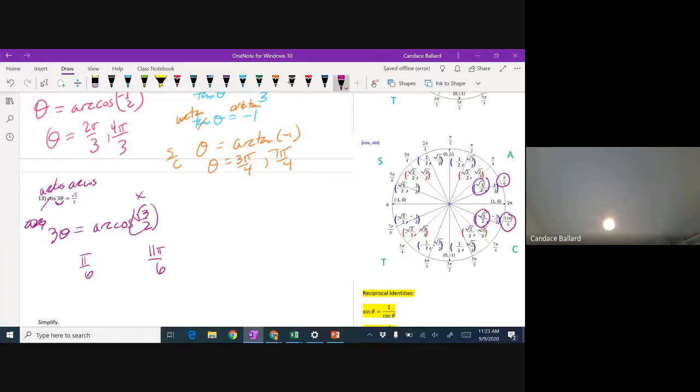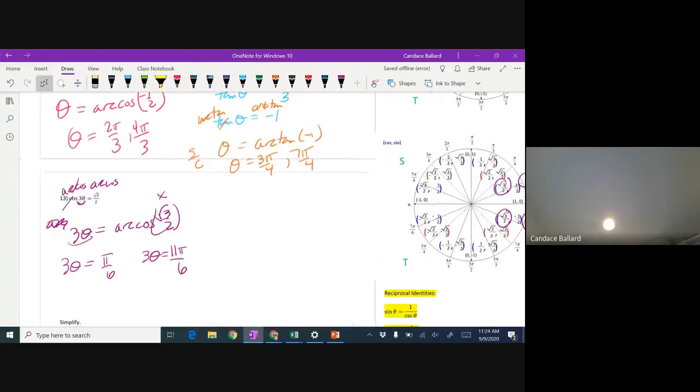So instead of just setting theta equal to it, I set this 3 theta equal to it. So there's one tiny little step extra. From there, I either divide by 3 or multiply by 1/3 on both sides. So these are canceled. And then I get theta equals pi over 18 and theta equals 11 pi over 18.